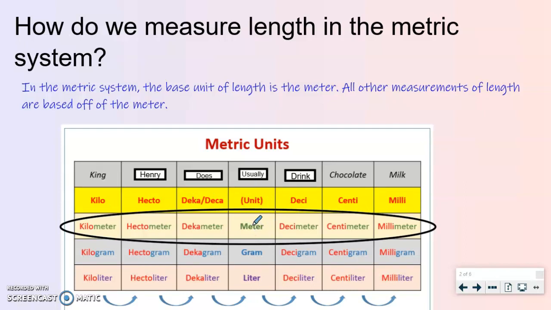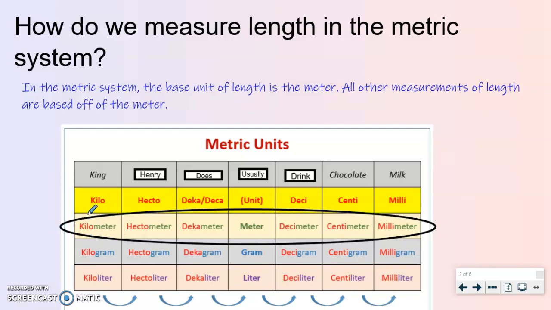So our basic unit here is the meter, and then we can add all of these different prefixes to it. So we can have a kilometer, a hectometer, a decameter, just a meter, a decimeter, a centimeter, and a millimeter. All of these different units are ways we can measure length or distance in the metric system. Some of these are going to be really, really small, and some of these are going to be really, really big.